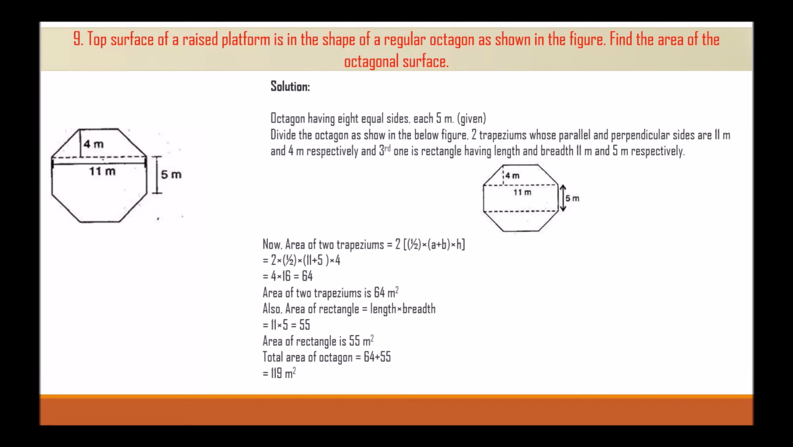So area of two trapezium equals 2 bracket half into a plus b into h. So half into 2 into half into 11 plus 5 into 4. By simplifying, we will get 4 into 16, that is 64. So area of two trapezium is 64 meters square. Area of rectangle equals length into breadth. So 11 into 5 is 55. So area of rectangle is 55 meters square. Total area of octagon equals 64 plus 55. So we will get 119 meters square.